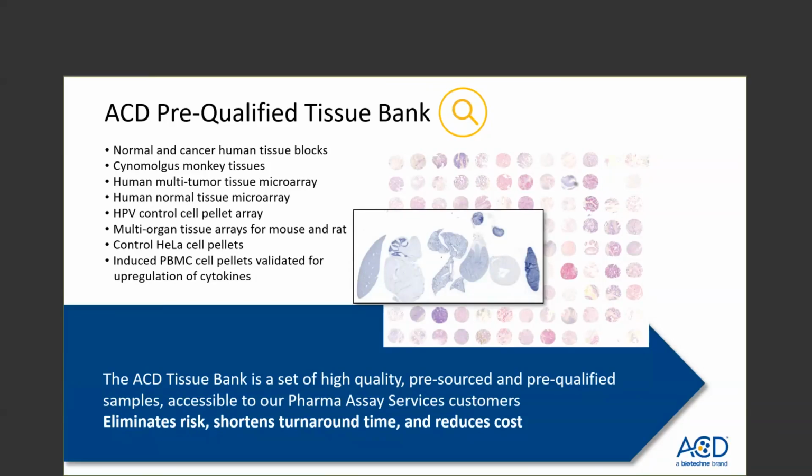For new sample collection, ACD will coordinate with embedding CRO to ensure samples are prepared according to guidelines for best RNA preservation. The take-home message here being we can help you eliminate risk with RNA quality in the tissue, shorten the turnaround time for data to be getting into your hands, and reduce costs.